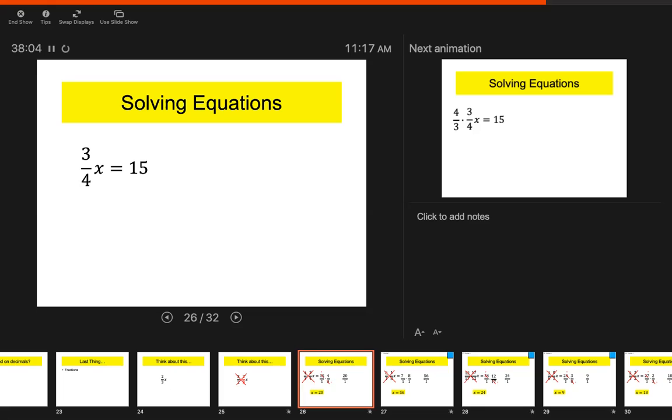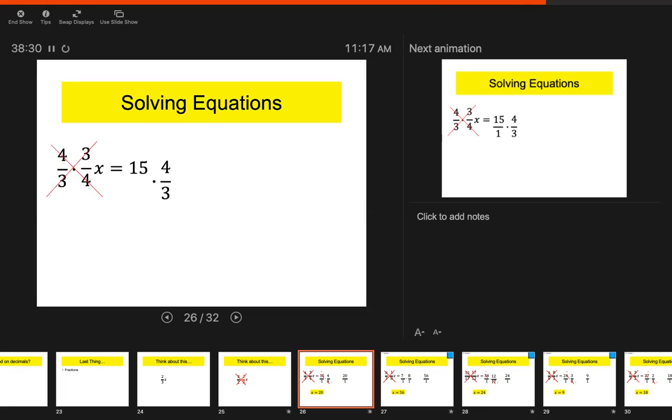I'm copying the 3/4 and I'm flipping it. If I'm flipping it, I'm multiplying by 4/3 on both sides. See what I did there? Both sides. I never flip what's on the other side of the equal sign. The only thing I flip is what's attached to the x, but then I do that to both sides. Okay? Hey, what's 4 divided by 4? What's 3 divided by 3? It all cancels on that side.